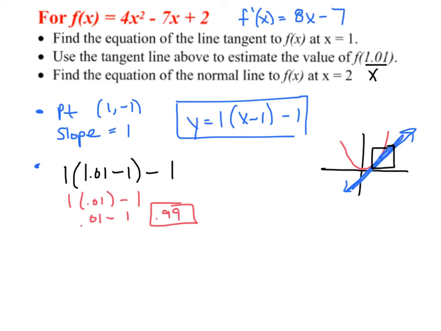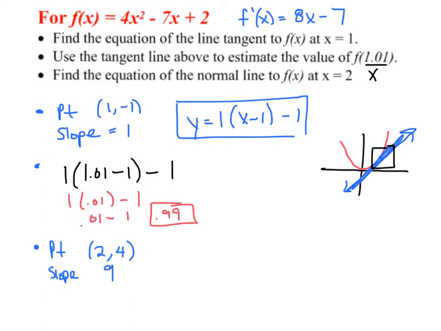Okay, let's do the normal line. So remember, a normal line also needs a point and a slope, but the normal line is perpendicular to the curve. So if I plug 2 in, let's do this first. I have 4 times 4, so 16 minus 14 plus 2, so 4. The slope, I plug 2 in to the derivative, so 16 minus 7 is 9.